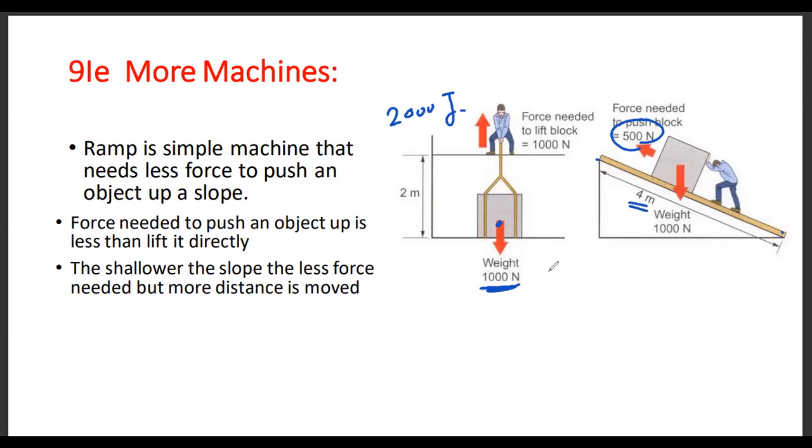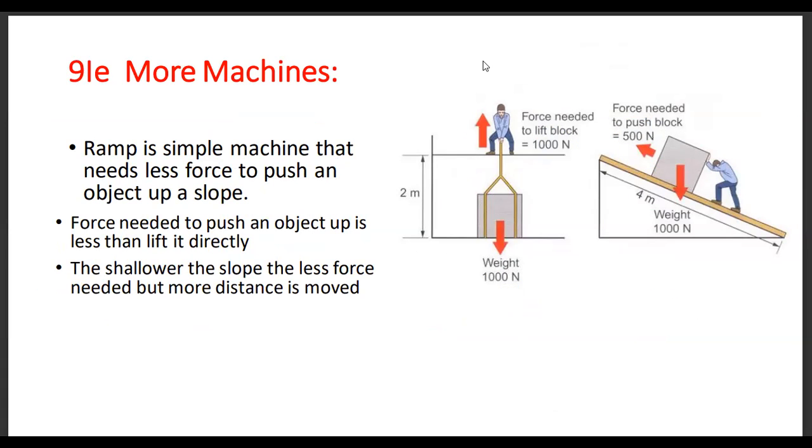If you think for a moment, you will find that the work done by this person in this case will be the force times the distance. The force he applied is in the direction, times the distance in the same direction as the force. So it will be 500 times 4, equal to 2000 joule. So the work done directly upward or across a slope is the same. The difference is that here we use greater force but shorter distance, but here we use less force but longer distance.